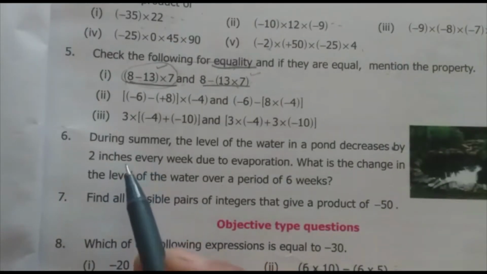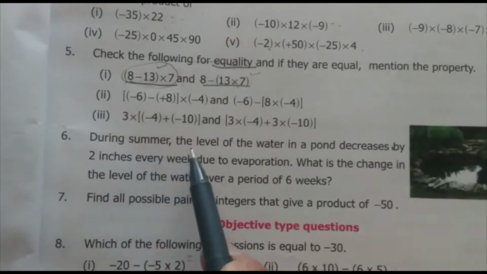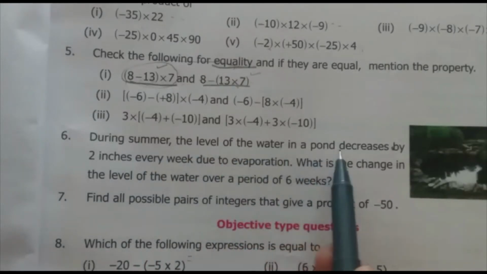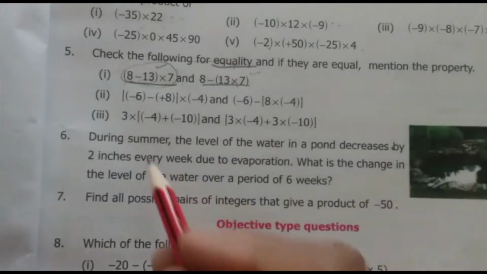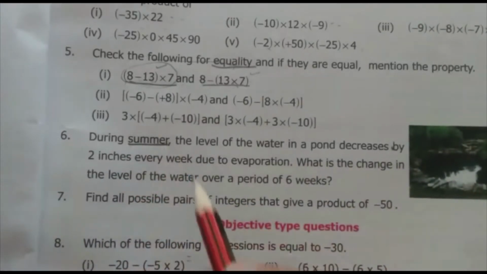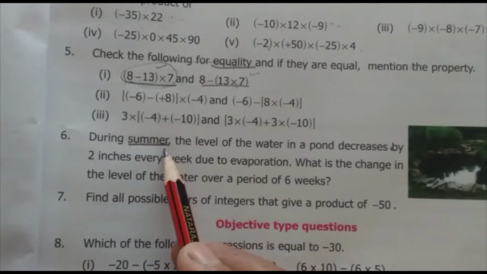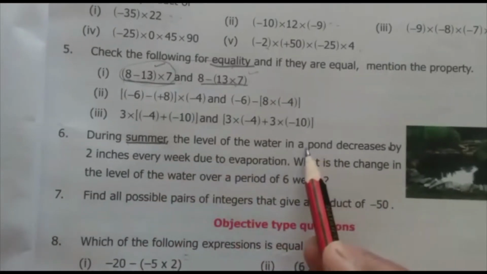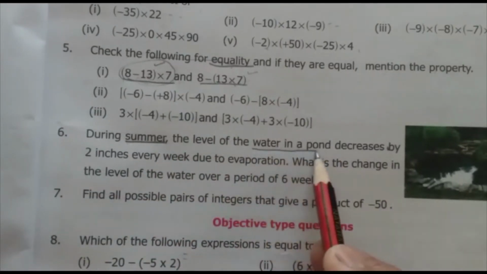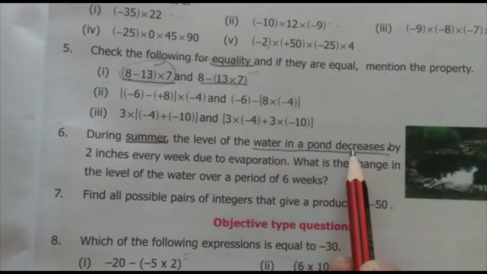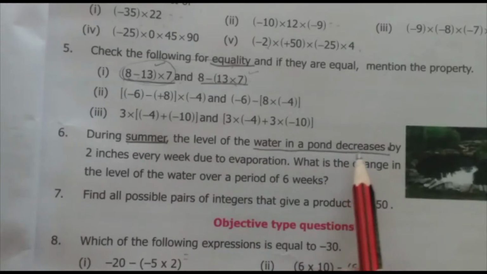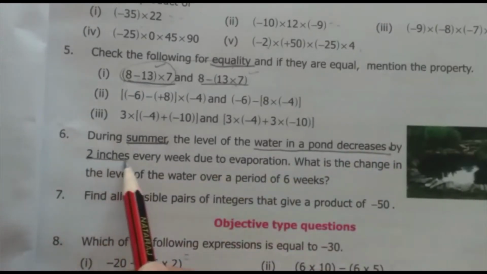Now question number 6. It's a word problem. Read it. During summer, the level of the water in a pond decreases by 2 inches. What is summer? It is hot sun. April, May. It is summertime. So it's very hot. So what happens? All the water in the pond evaporates and the water level decreases. Okay. So the water decreases means it is becoming less and less. Decreases by 2 inches every week.